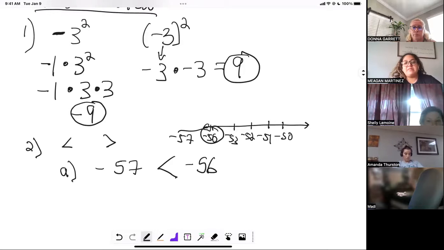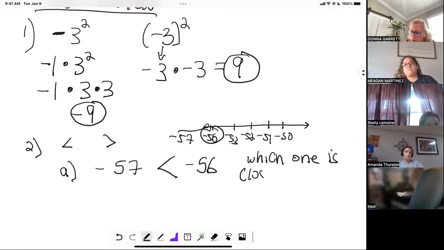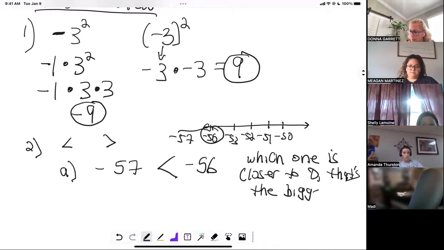With negatives, I always tell myself, which one is closer to 0? -56 is closer to 0. That's the bigger number. So just be careful of the negatives when you talk about inequalities.